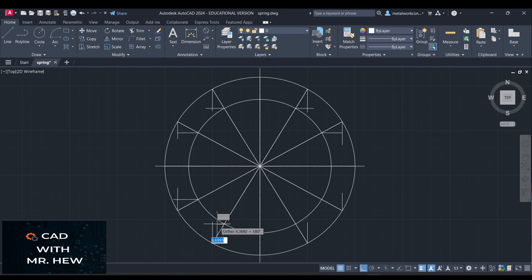Enter. There. Line, enter, enter, enter, enter. All right. So that would be the preliminary step before we actually draw the ellipse.